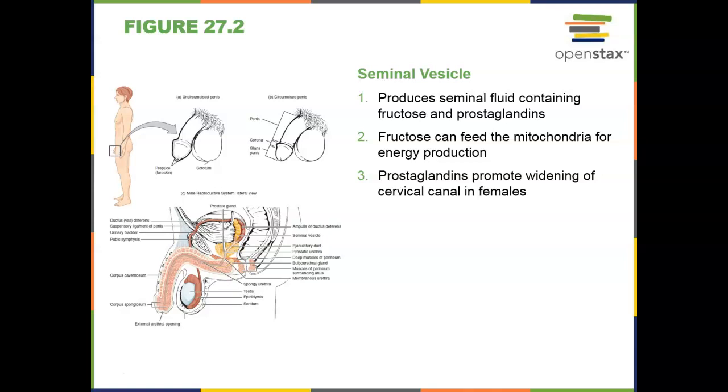And prostaglandins help the cervical canal to widen and become easier to move through. So the female cervical canal is usually very, very closed off. There's a lot of mucus there, and that mucus is very, very hard and not easy to get through. So prostaglandins help to soften that mucus and widen that canal.